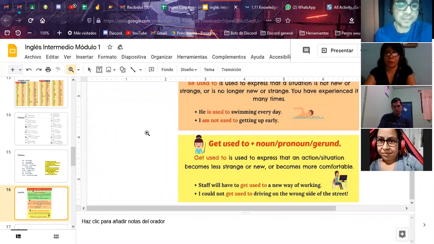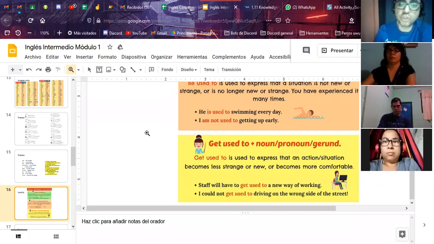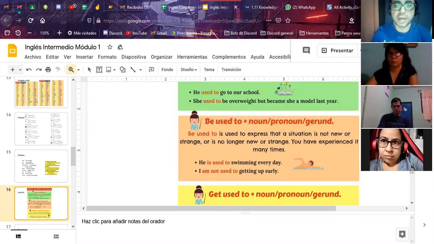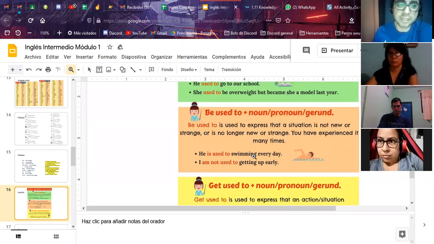If the pronunciation is the same in the present, in the past, or... No, it's not the same. When you just say that in present, let me see if I have an example here. No, we don't have any. In present is use, and in past is used. It's like a D, used. That is the only difference.